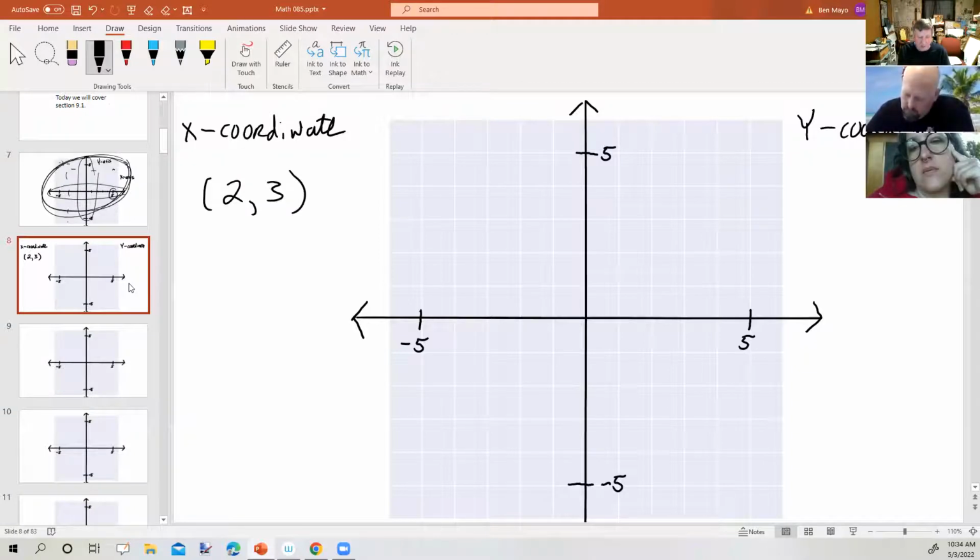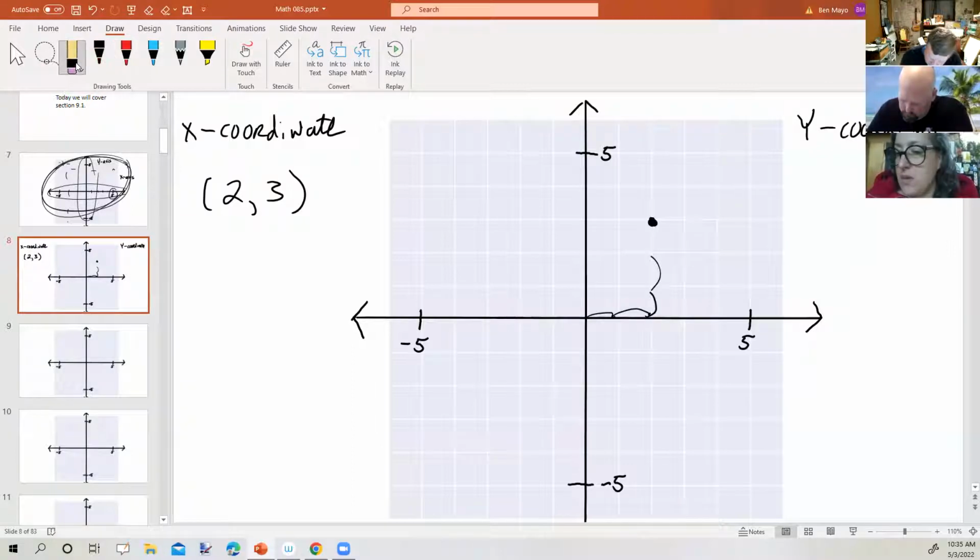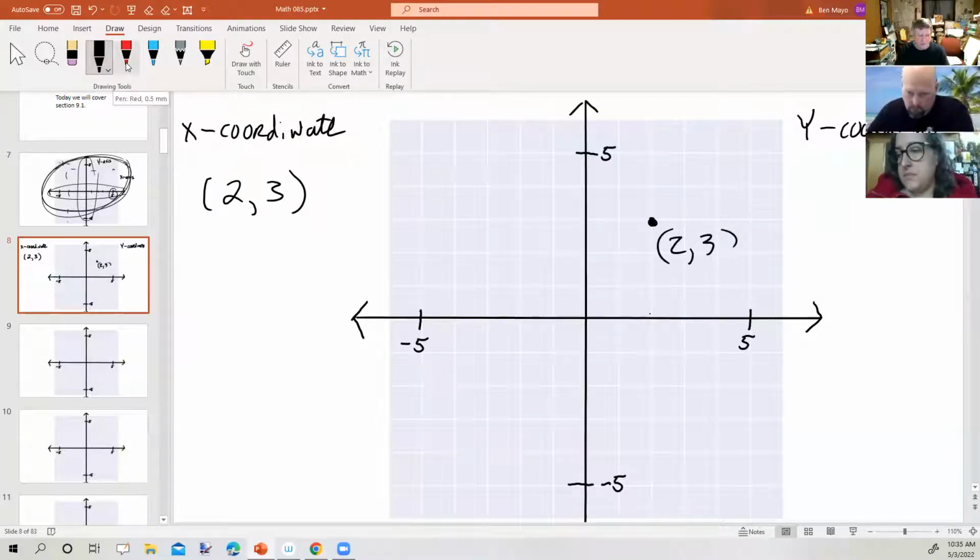The x coordinate comes first, always, so that is a 2. The y coordinate is a 3. So on the graph, on the x-axis, I will go over 2 units, and then I'll go up 3 units on the y-axis. So right there is the point with the coordinates (2, 3). Any question about that point?